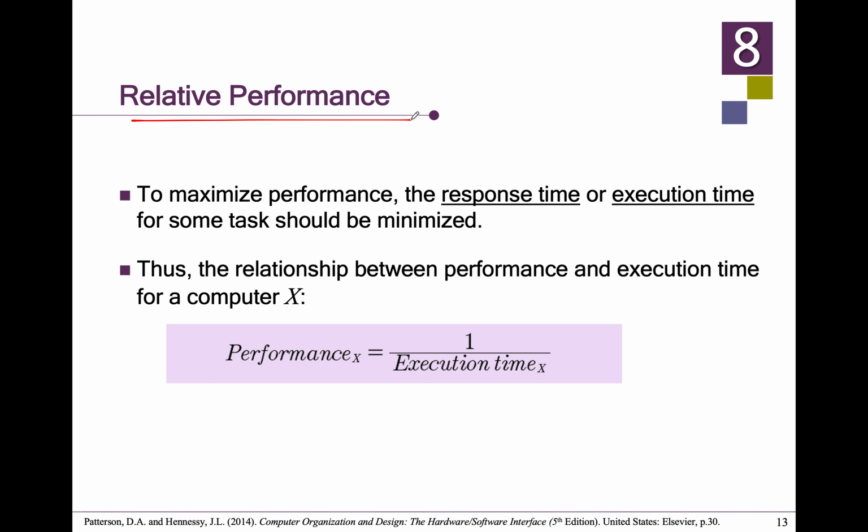So relative performance. To maximize the performance, the response time or execution time for some tasks should be minimized. So this is for you to maximize the performance. Thus, the relationship between performance and execution time for the computer is always vice versa, which is you have the performance, you're going to have 1 over your execution time. So this will be the performance of your computer.